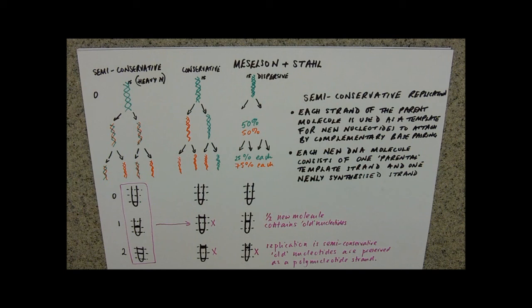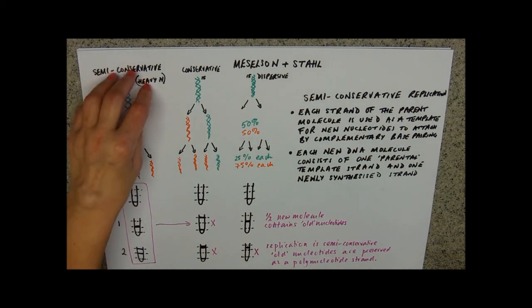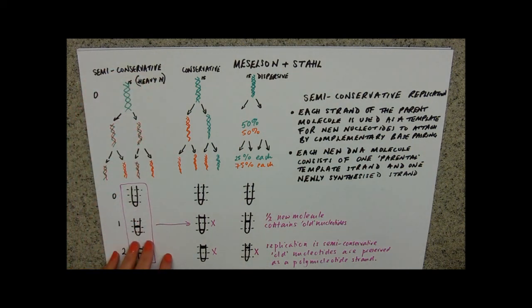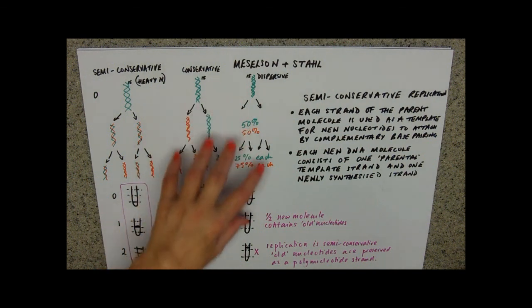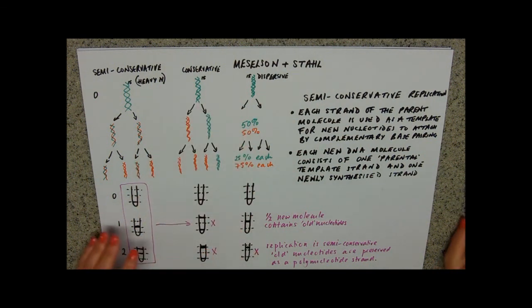So Meselson and Stahl, that's all they did. They proved that Watson and Crick had been right in their original idea. This is how they did it. There's loads of information out there. I think the textbook does a really good job of explaining how the experiment worked. So, good luck.